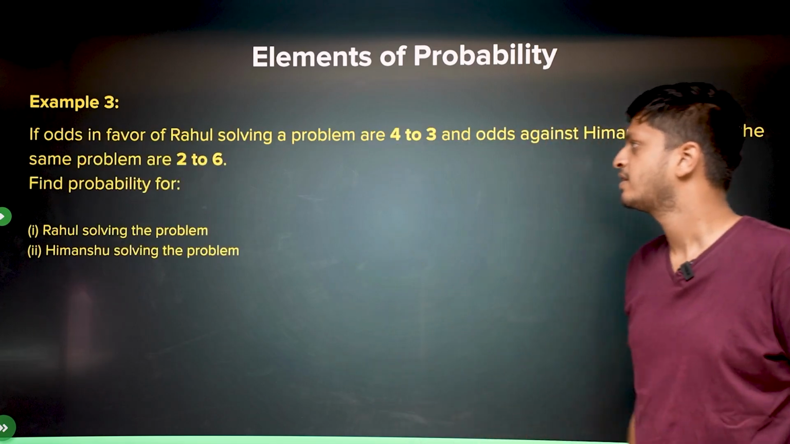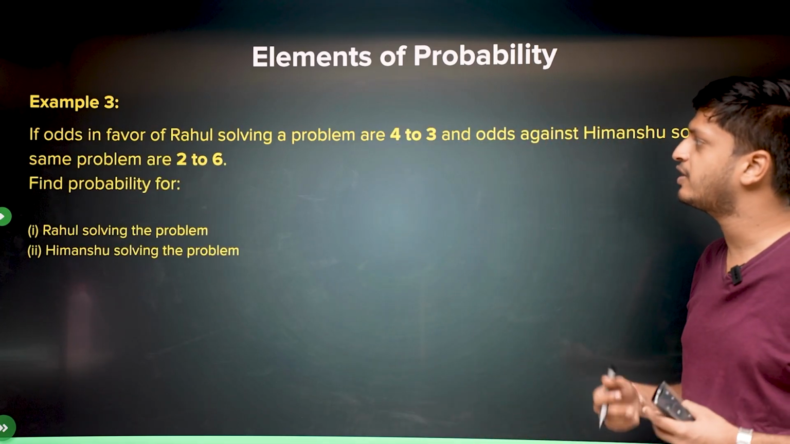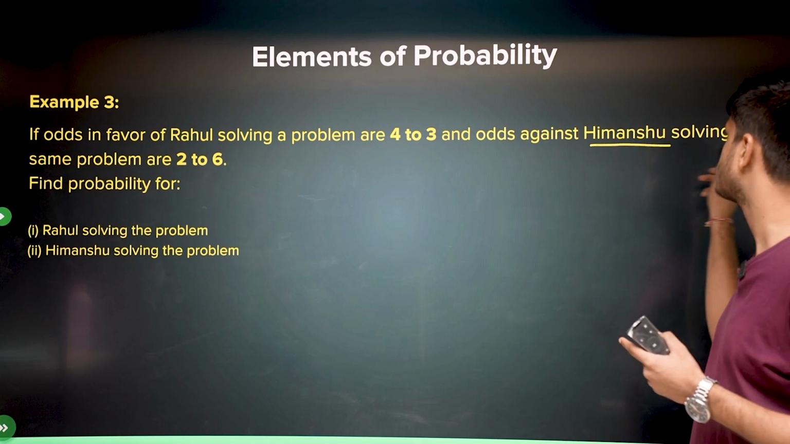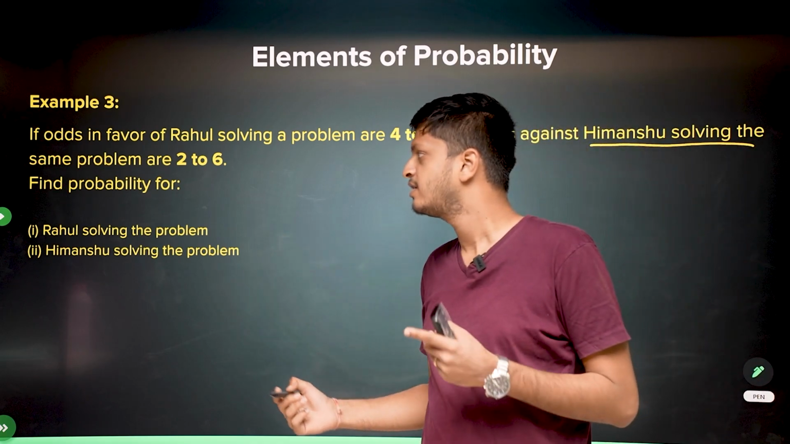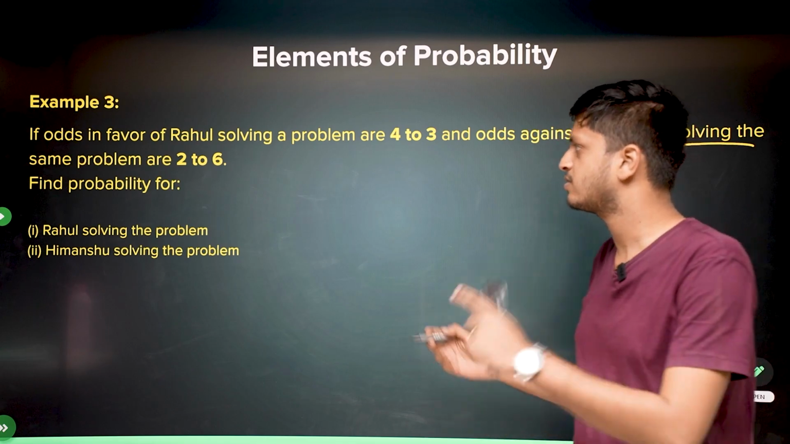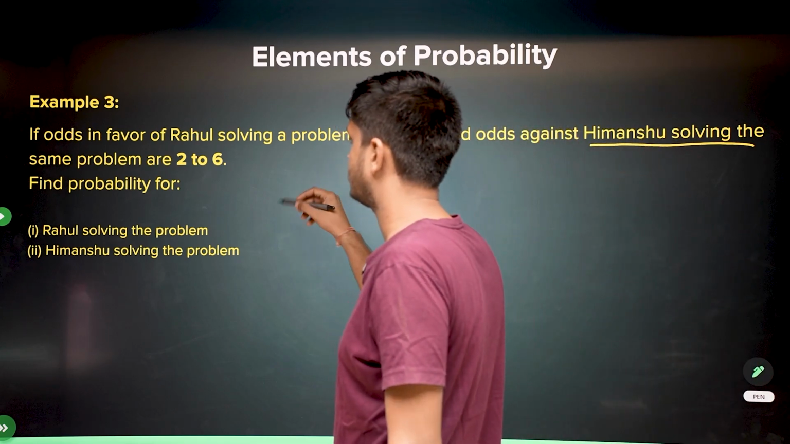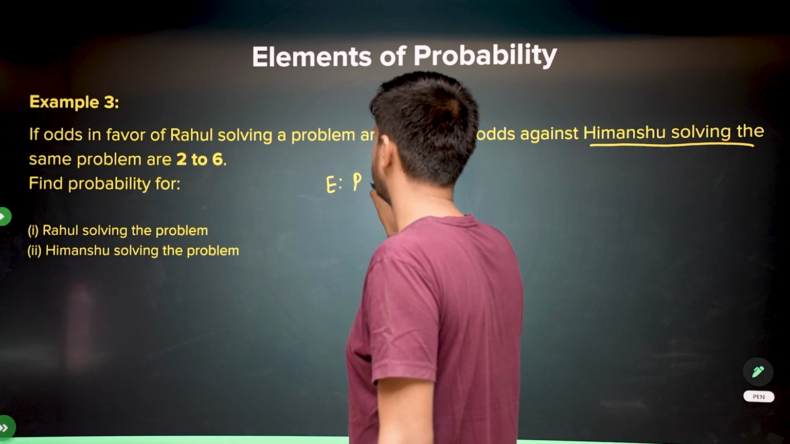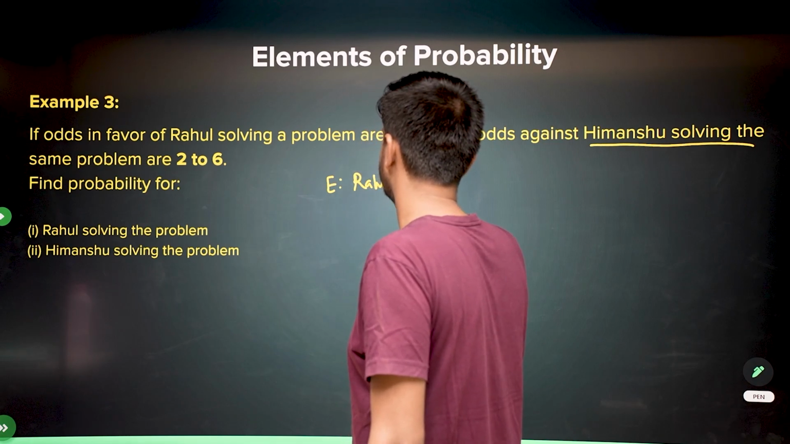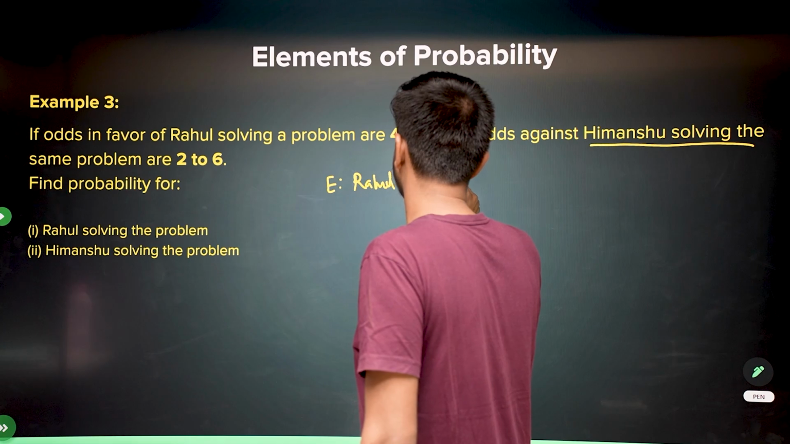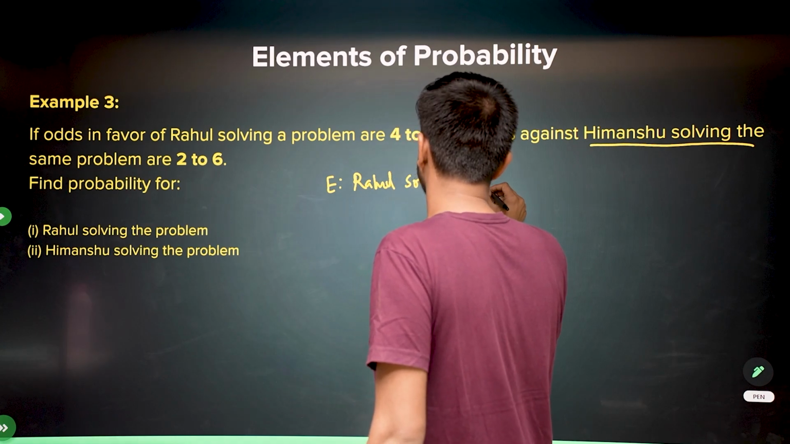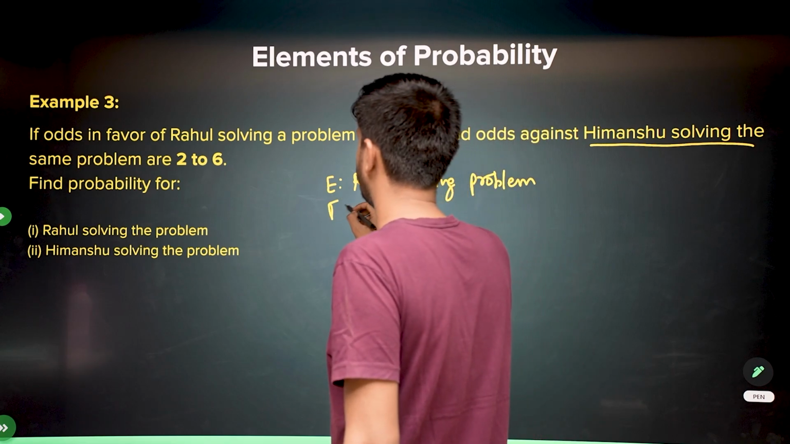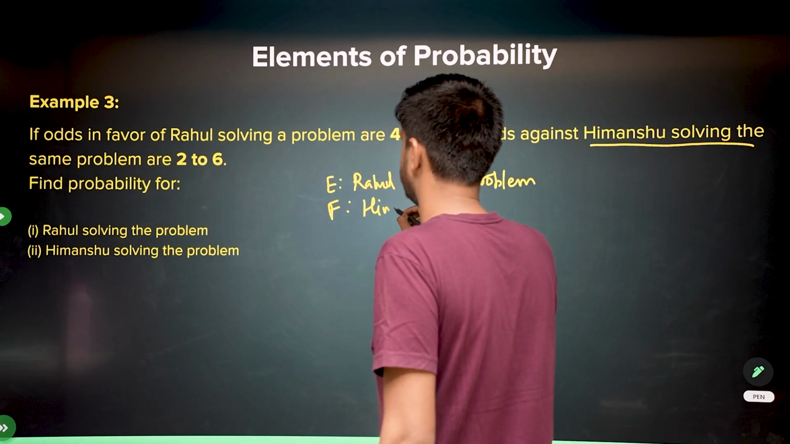Okay. There's another question. If odds in favor of Rahul solving a problem are 4-3 and odds against Himanshu solving the problem are 2-6, then what is the probability of Rahul? Okay, so the event is Rahul solving the problem. Let's say the event E is Rahul solving the problem. And let's say the event F is Himanshu solving the problem.